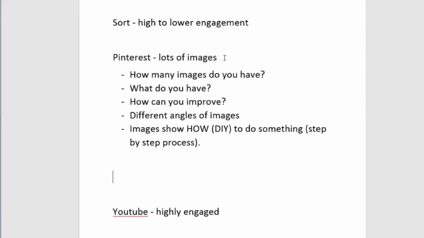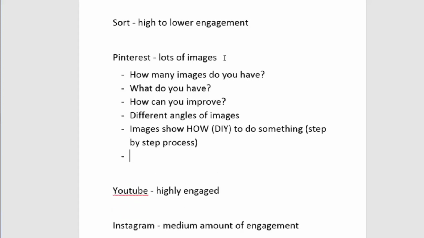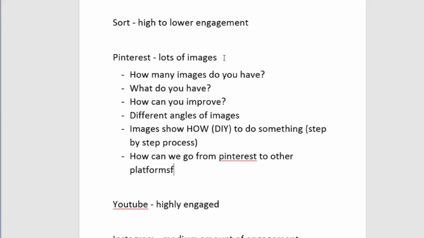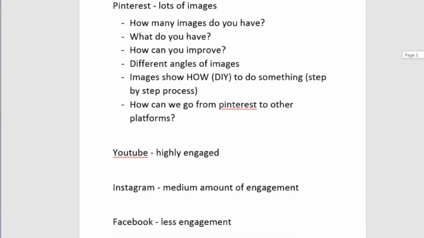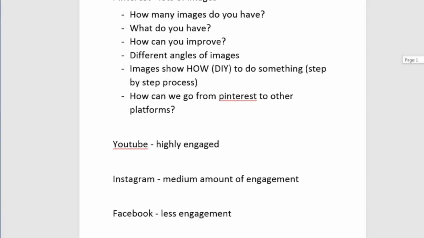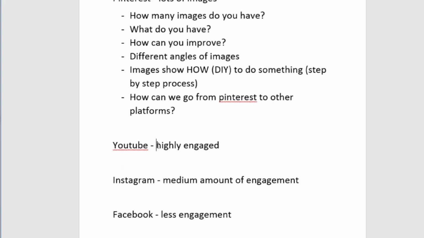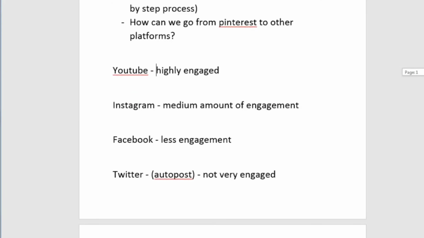Now, in terms of automation, and this is going to apply to everyone, how can we go from Pinterest to other platforms? So if we take a look at the other platforms, we have YouTube, Instagram, Facebook, and Twitter. Now, obviously with YouTube, you can't really auto post an image to YouTube because YouTube has videos, right? But you can auto post from Pinterest to Instagram, to Facebook, and to Twitter.